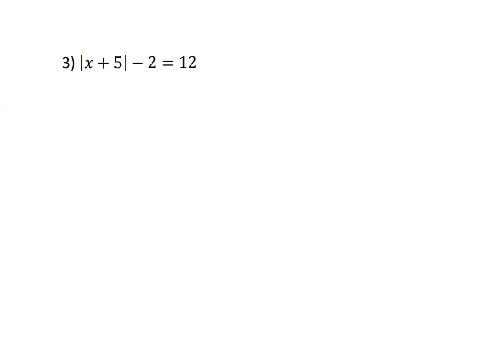All right, in this equation, the absolute value is not by itself on one side. So our first step is to get the absolute value by itself on one side of the equation. So the very first thing I need to do before I take anything out of the absolute value is to move that -2 over to the other side by adding 2. And that gives me the absolute value of x plus 5 equals 14.